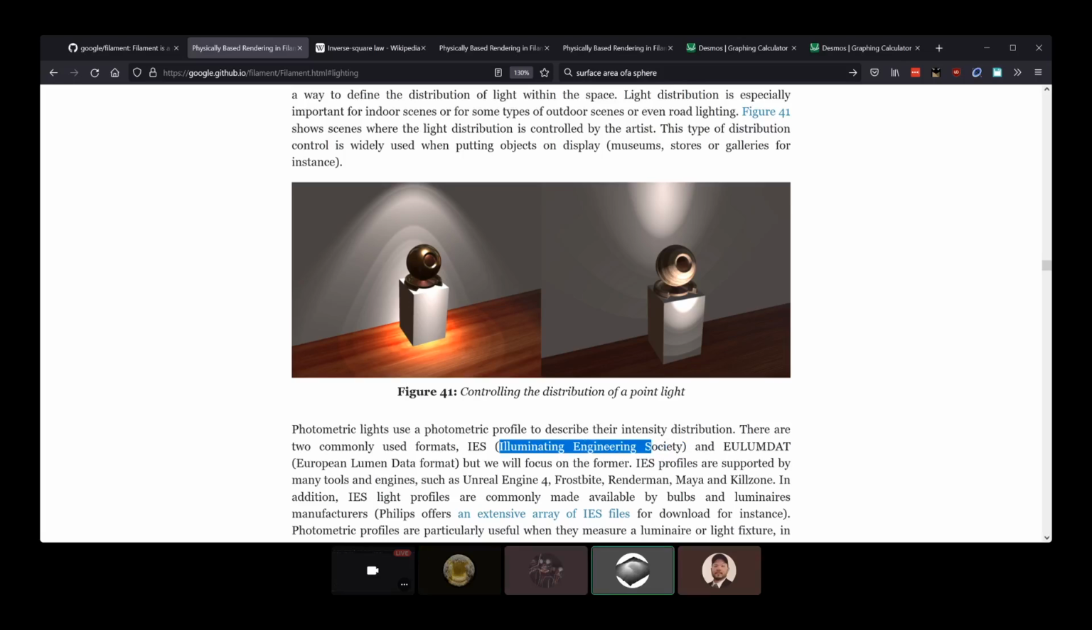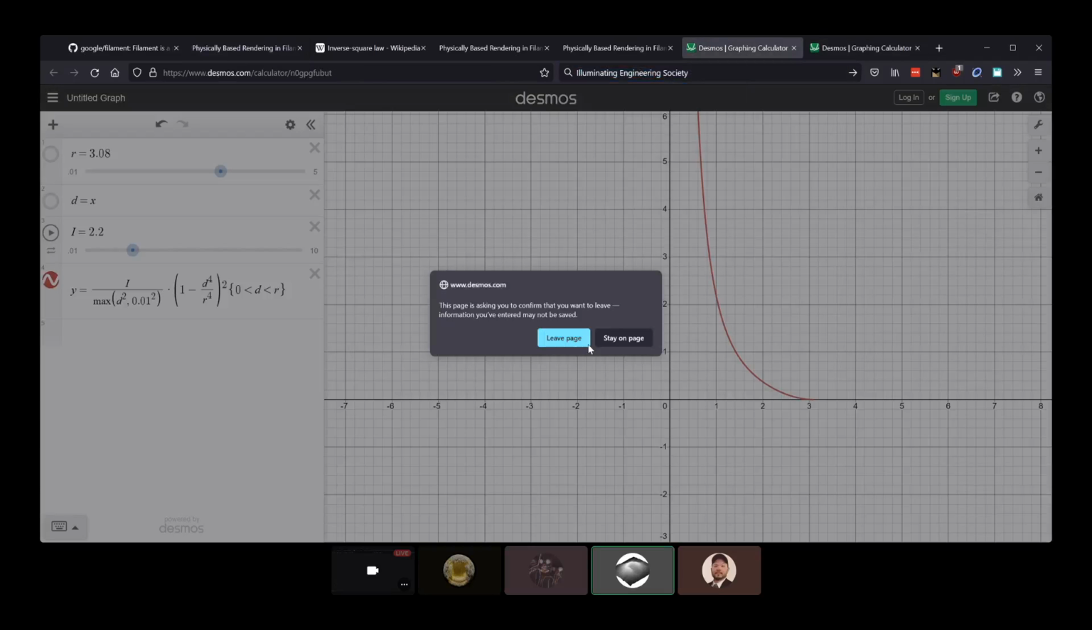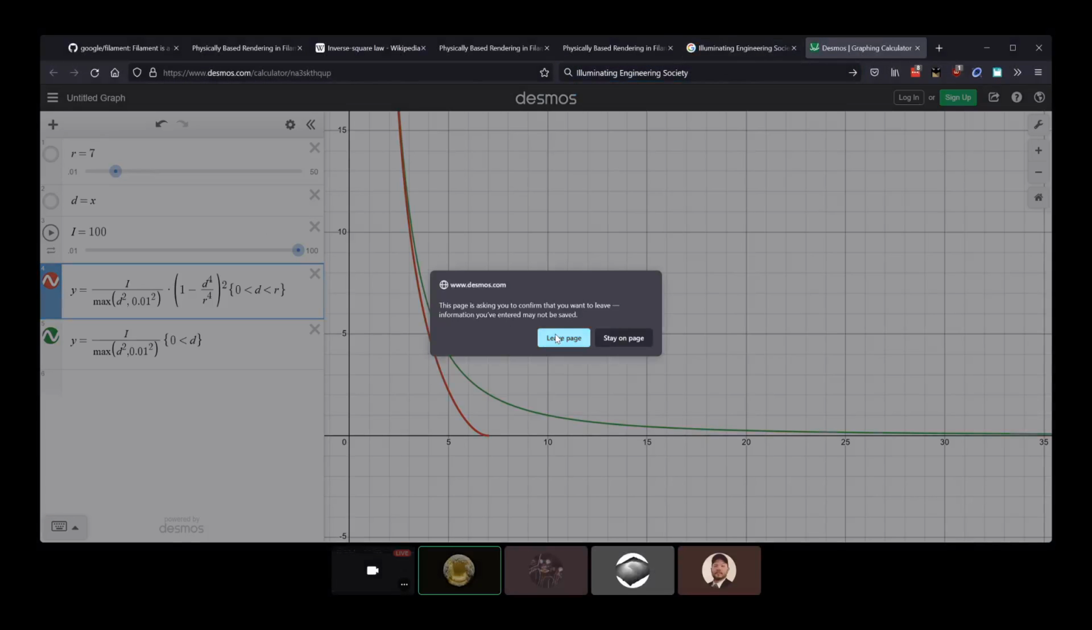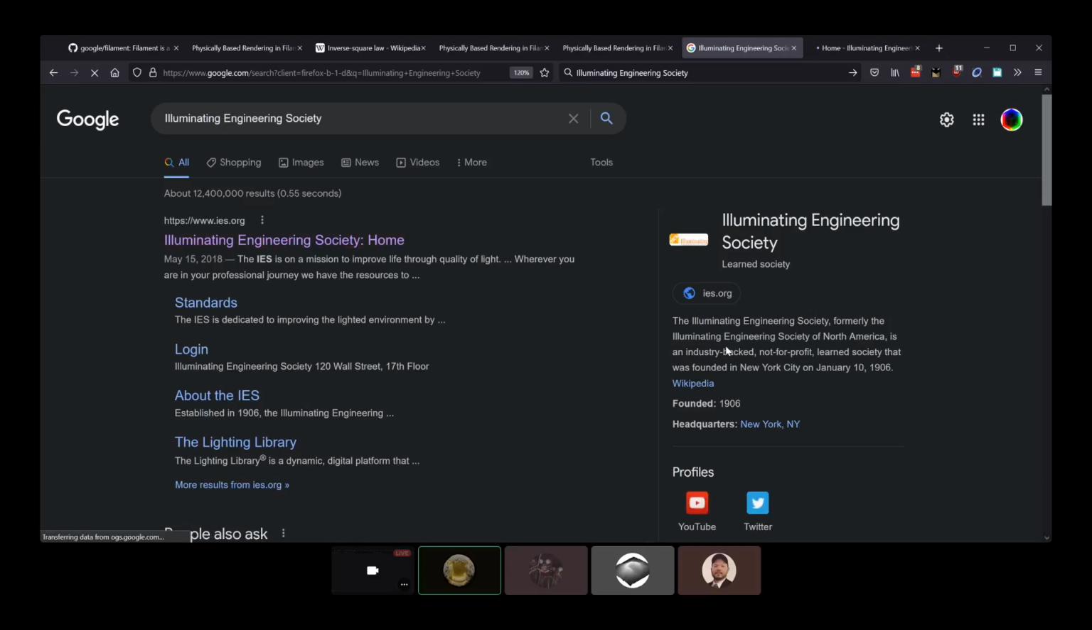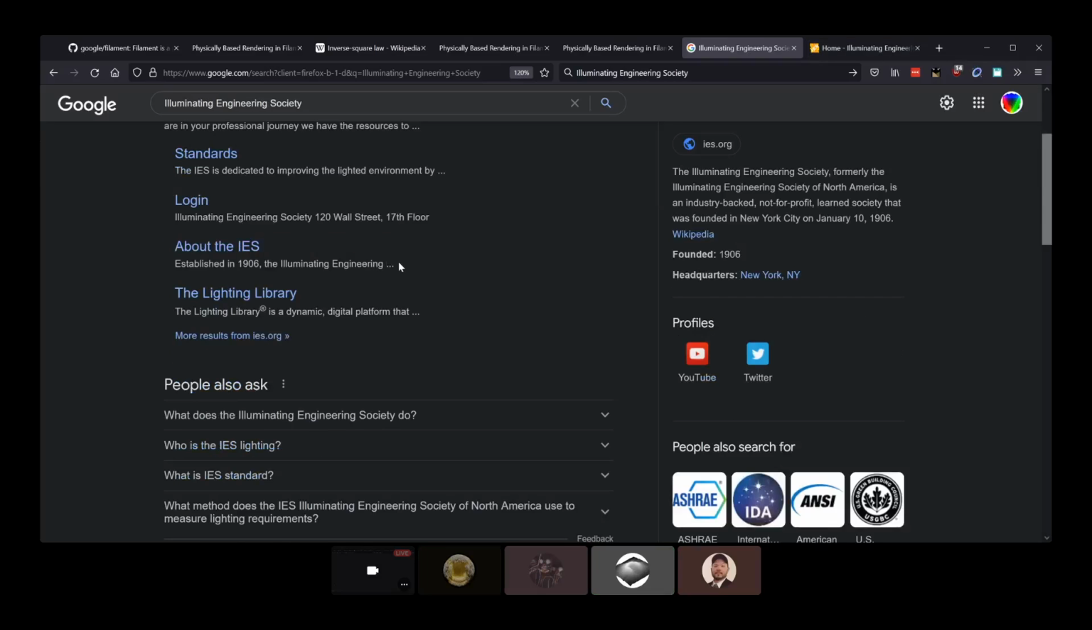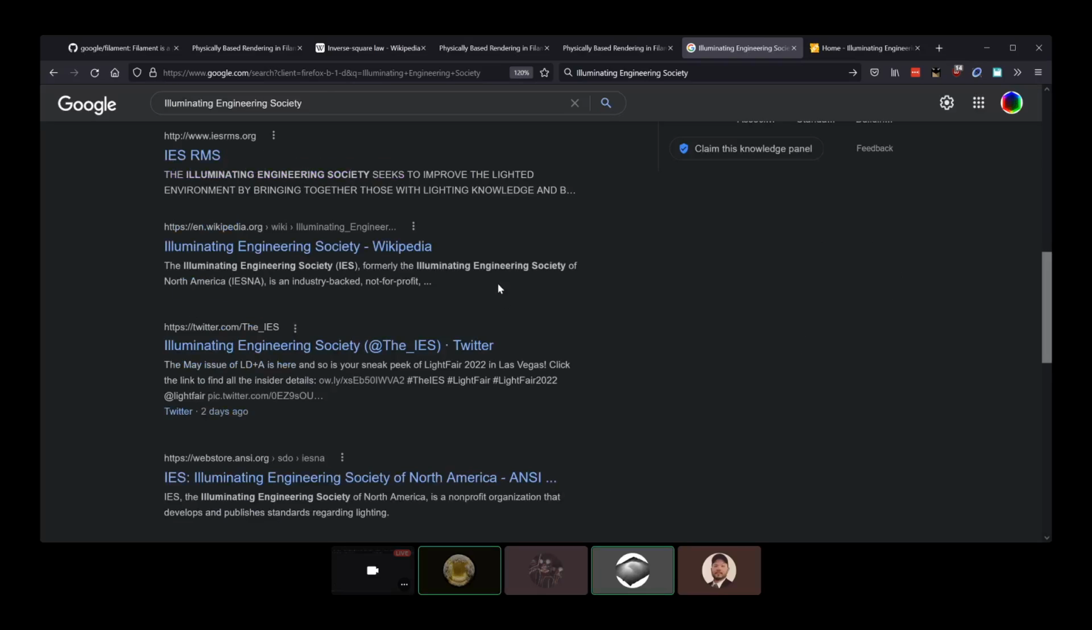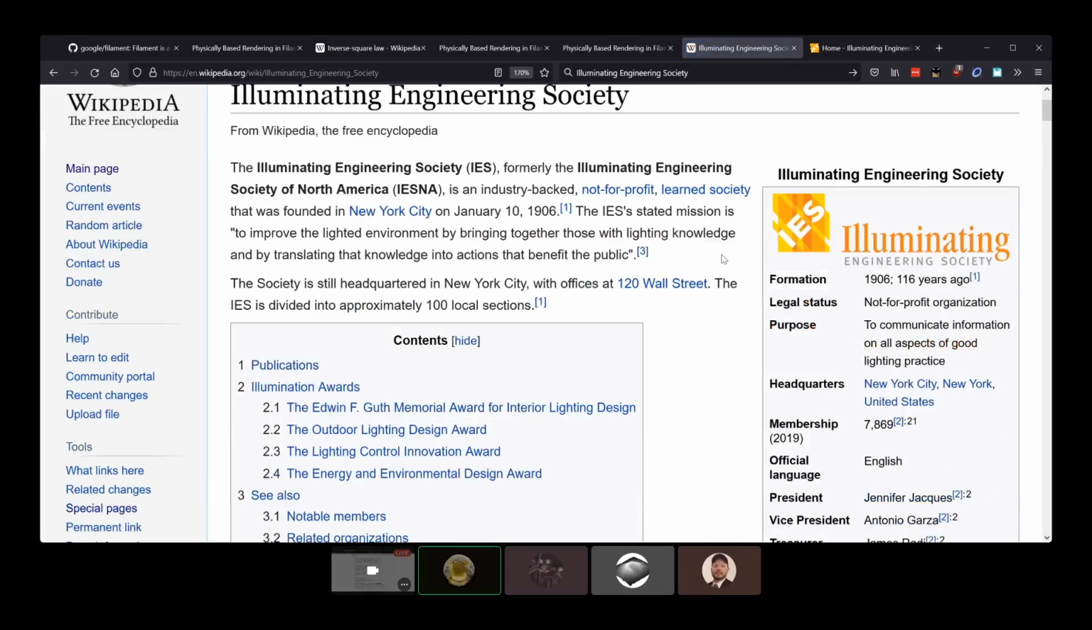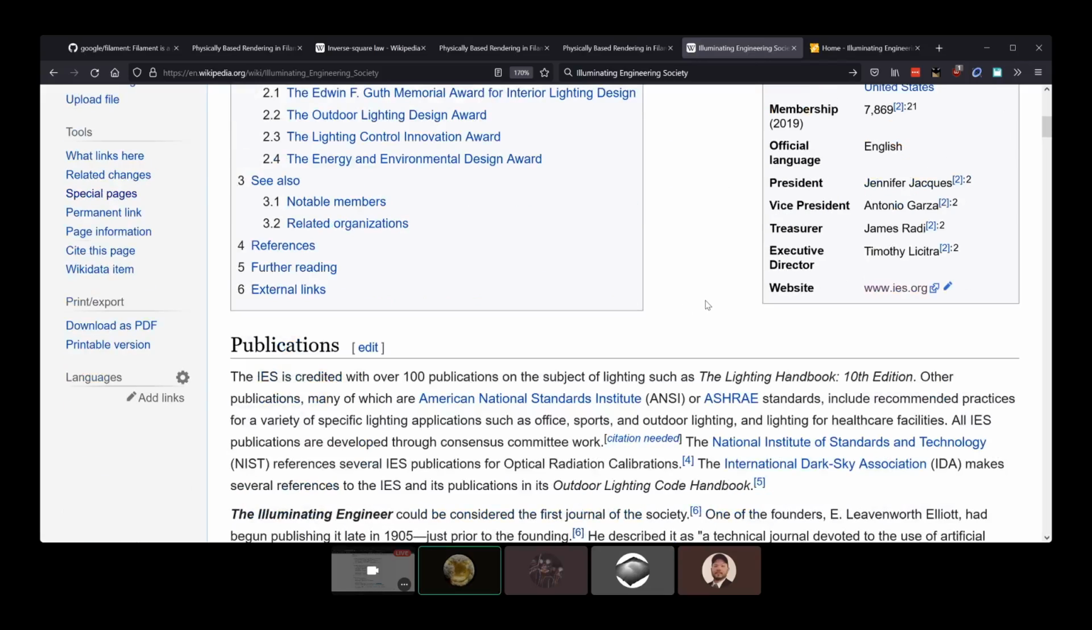Illuminating Engineering Society. I'm sorry, that exists? I guess so. Industry-backed nonprofit, 1906? Wait, what? It's a learned society. That's ancient. It's learned. They ain't no idiots. Filament has some of this. Yeah, last week we were looking at some of this.